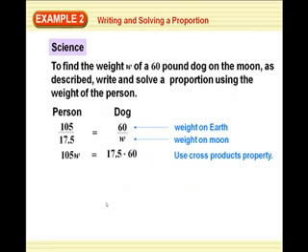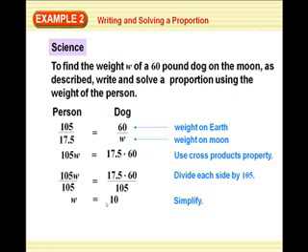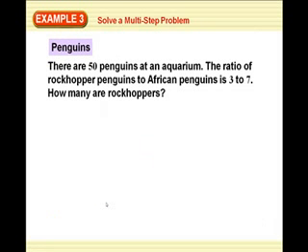So same thing, we just set them up. They did the cross products just like we did. Divided those out. 10 is our answer.